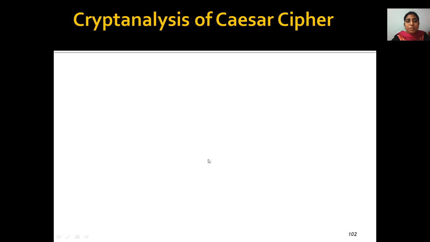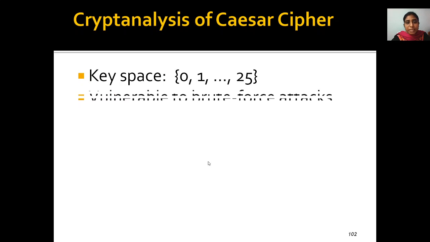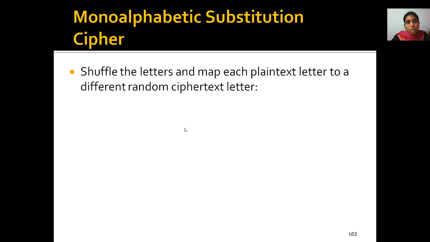Then coming to the cryptanalysis of the Caesar cipher, the key space is equal to 26, so it is vulnerable to the brute force attack. A brute force attack is an attack where the attacker tries all possible keys to crack the plain text.